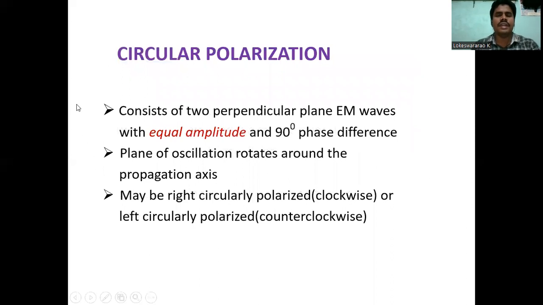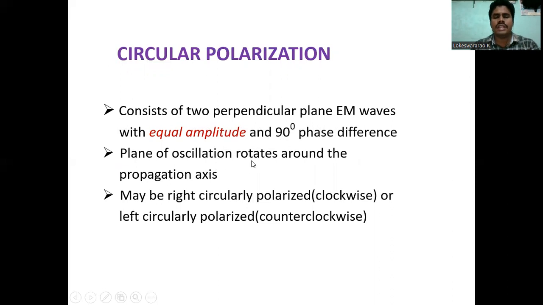First one is circular polarization. Circular means the electric vector consists of two components. One is X component, another one is Y component. These two are of same magnitude, that means same amplitude, and the phase difference between these two vectors is 90 degree. అంటే ఆ రెండు ఎలా ఉంటాయంటే మ్యూచువల్ పర్పెండిక్యులర్ గా ఉంటాయి.